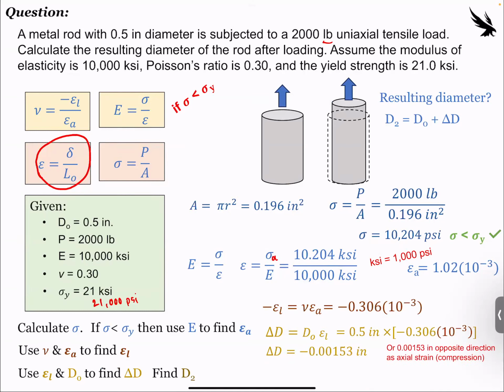Essentially, this is a negative value, but just remember what this actually physically means is it's just 0.00153 inches in the opposite direction as the axial strain. So this is our compression. So the new diameter, D2, will be 0.5, which was our original diameter, and then we know it's going to be in compression, so that's minus 0.00153 inches. And so our new diameter is not that different than our original diameter, but this is a very small loading here. So we just have a very small decrease, but it's 0.49847 inches.